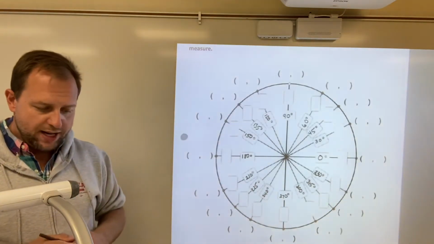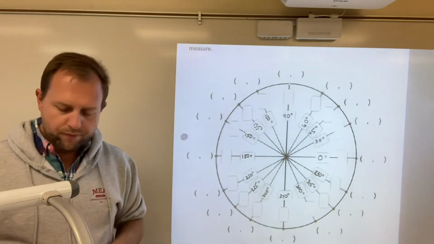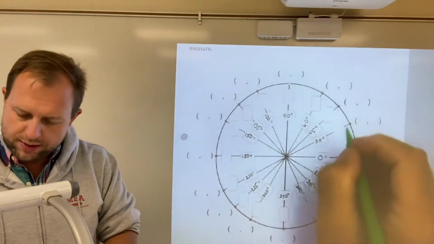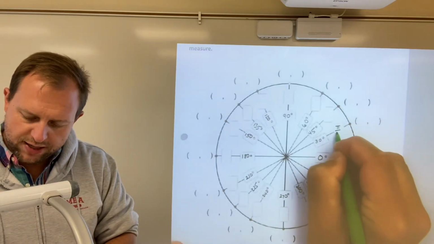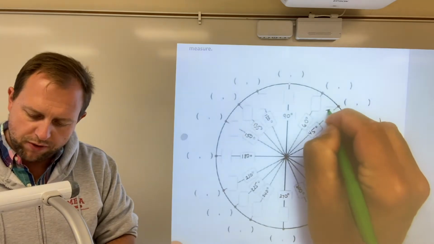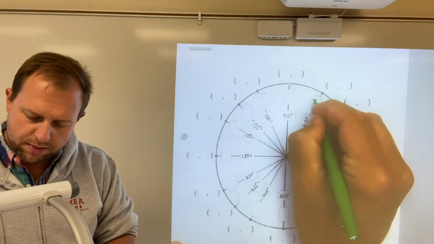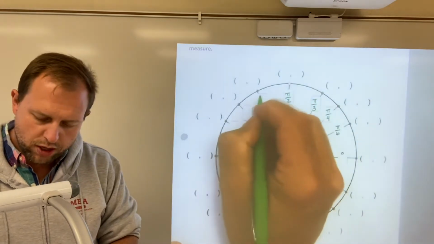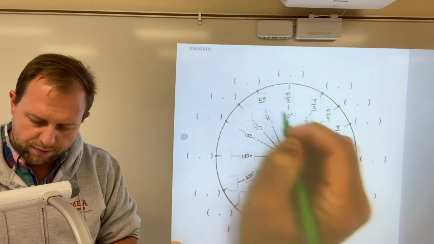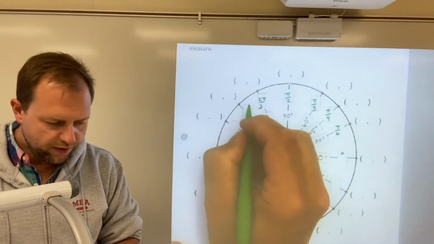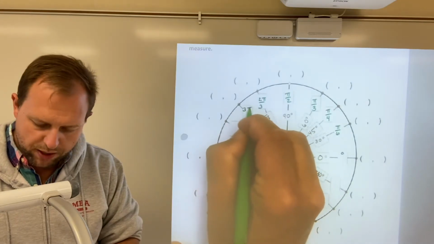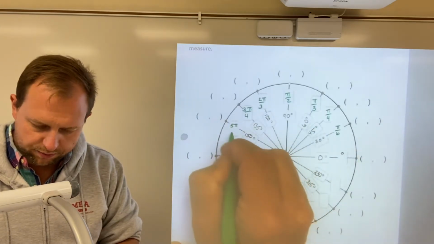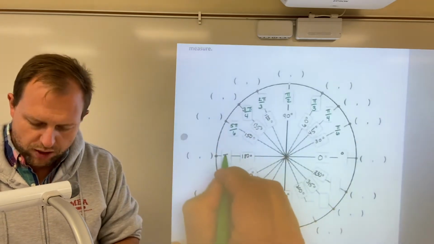When we look at those as radians, zero degrees is still 0 radians. 30 degrees is pi over 6. 45 degrees is pi over 4. 60 degrees is pi over 3. 90 degrees is pi over 2. 120 degrees is 2 pi over 3. 135 degrees is 3 pi over 4. 150 is 5 pi over 6. 180 is pi.